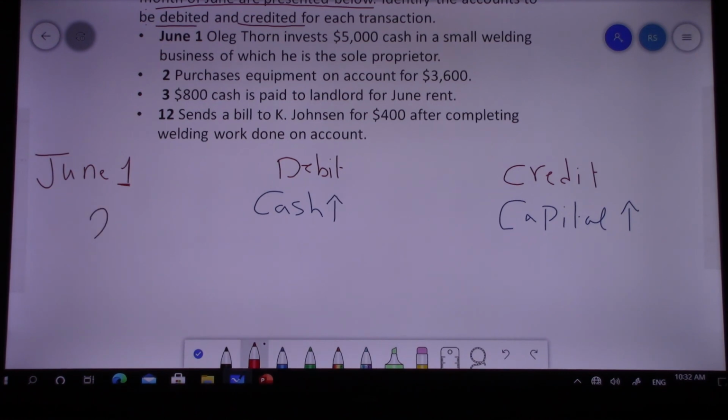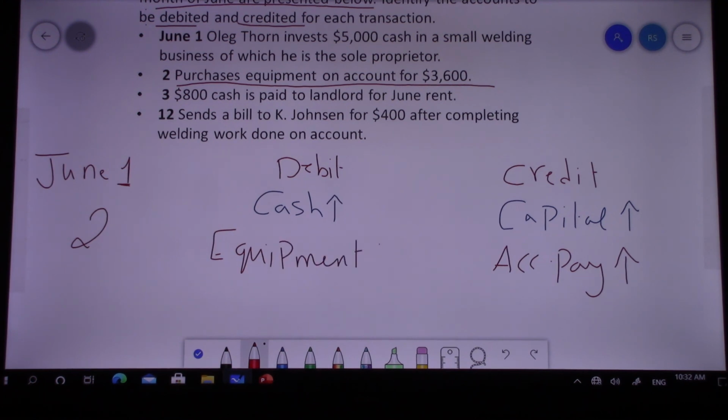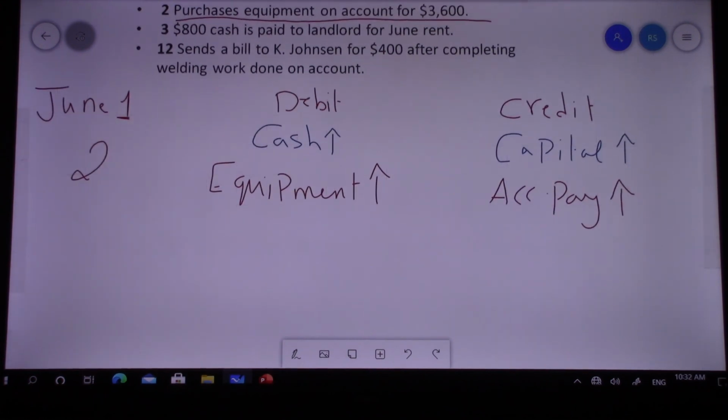June 2nd. Purchases equipment on account for $3,600. We bought something on account, so now we have a liability. Liabilities increase in the credit side, so we have accounts payable in the credit side. And at the same time, we purchased equipment. So equipment increases, and when assets increase, we should write it in the debit side.